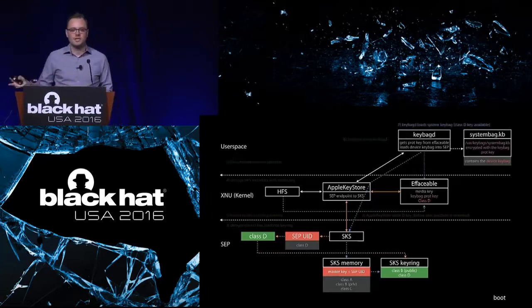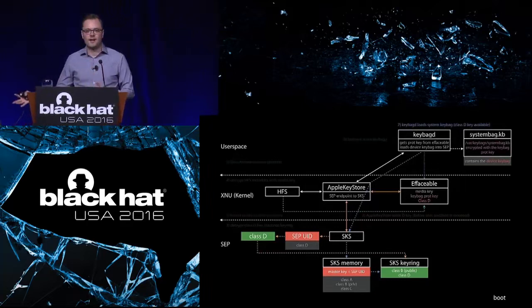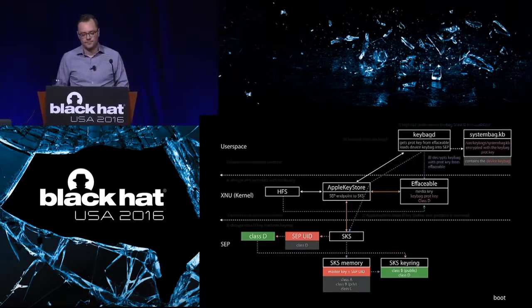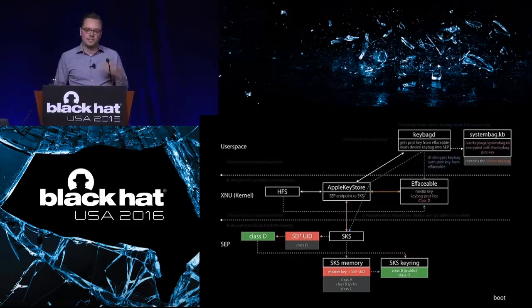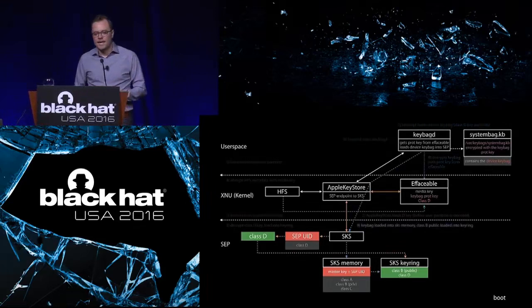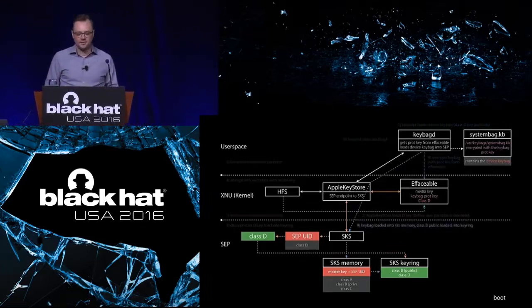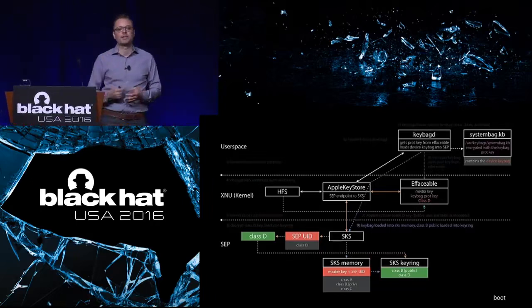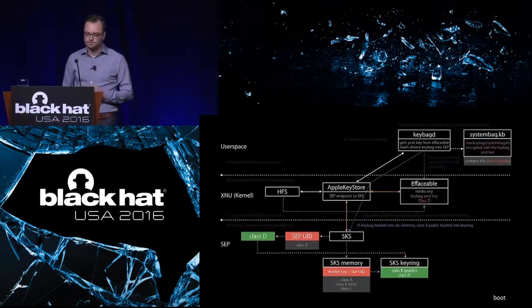Keybagd loads the system keybag, which is just sitting as a file in the file system, and it can do so now because our class D key is available. It decrypts this keybag using yet another key from effaceable storage called the protection key, and sends it into SKS, where finally the device keybag can be unwrapped, and the class B public key loaded into the keyring.